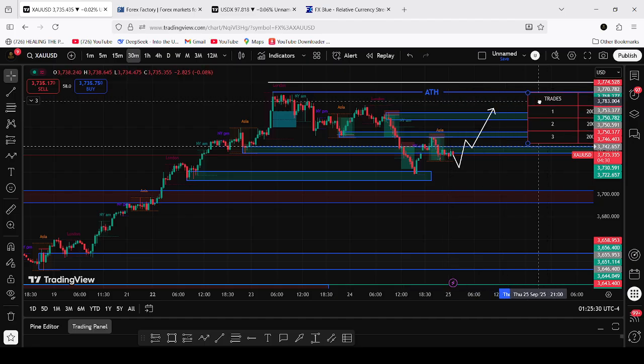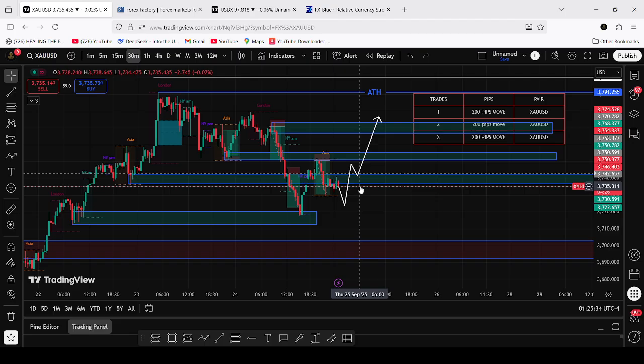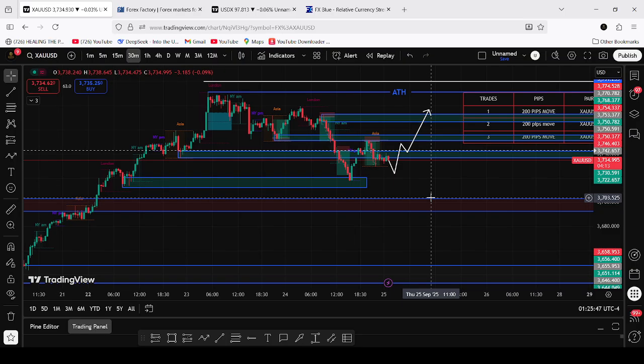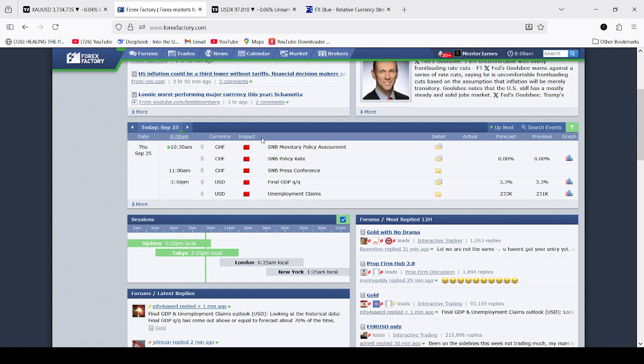So the market might give us anything today. It might go up, it might go down. So we are waiting to see how the market will react to today's key fundamentals that will be there. So for today, we shall be having key factors that will be driving the market.